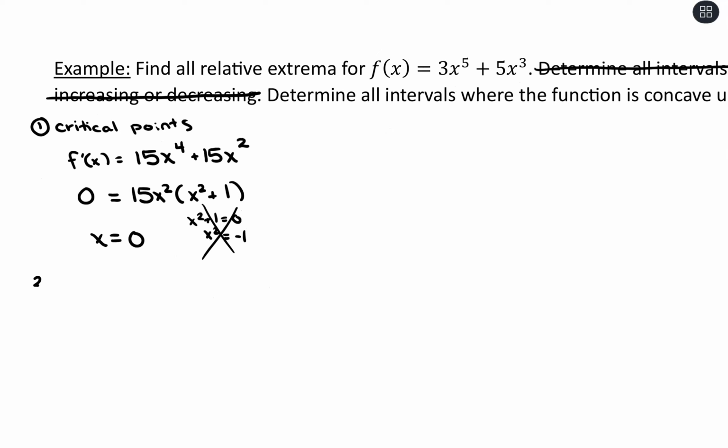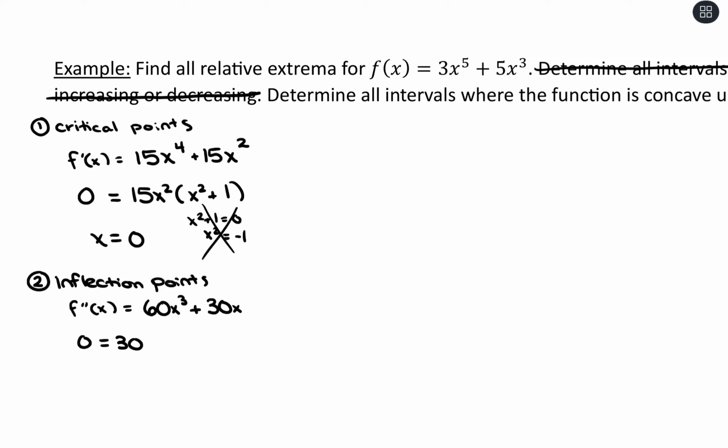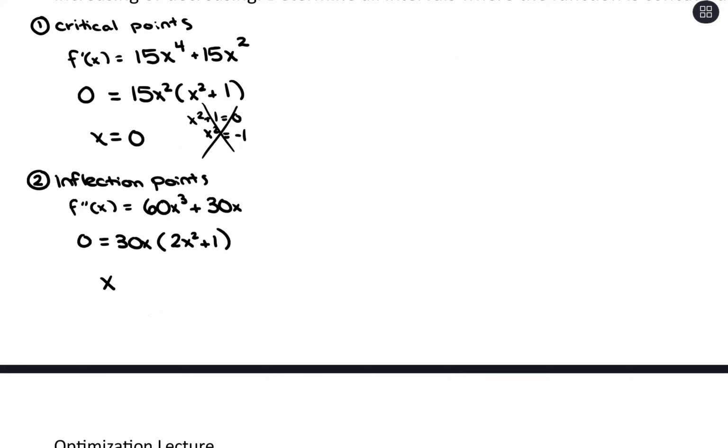Okay, let's go on to inflection points. So now we're going to take the second derivative and see where that equals 0. So let's see, that'll be 60x cubed plus 30x. And solving for where that equals 0, let's factor out a 30x, which would leave us with 2x squared plus 1. And that'll give us x equals 0. And we're going to run into the same issue with the negative there, so that's not going to give us anything.